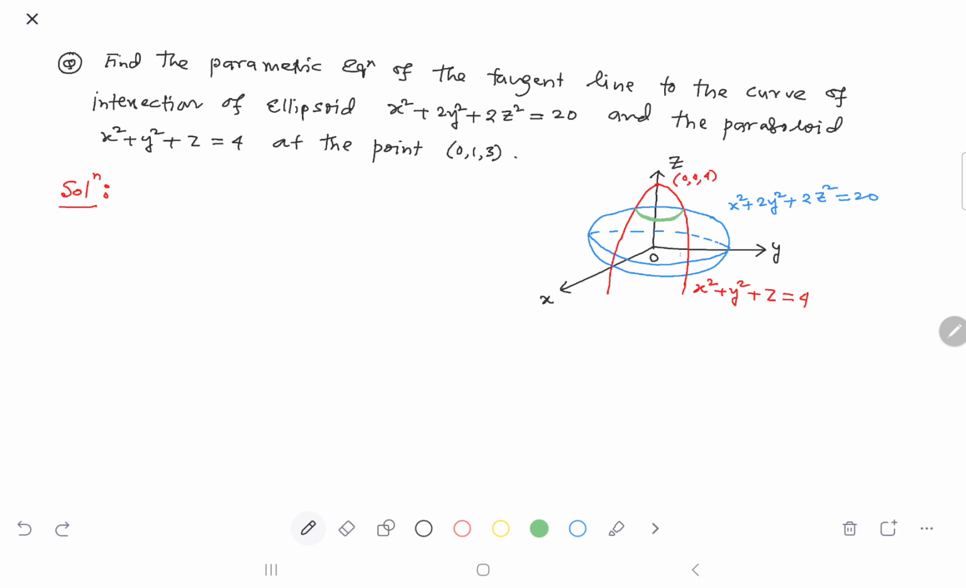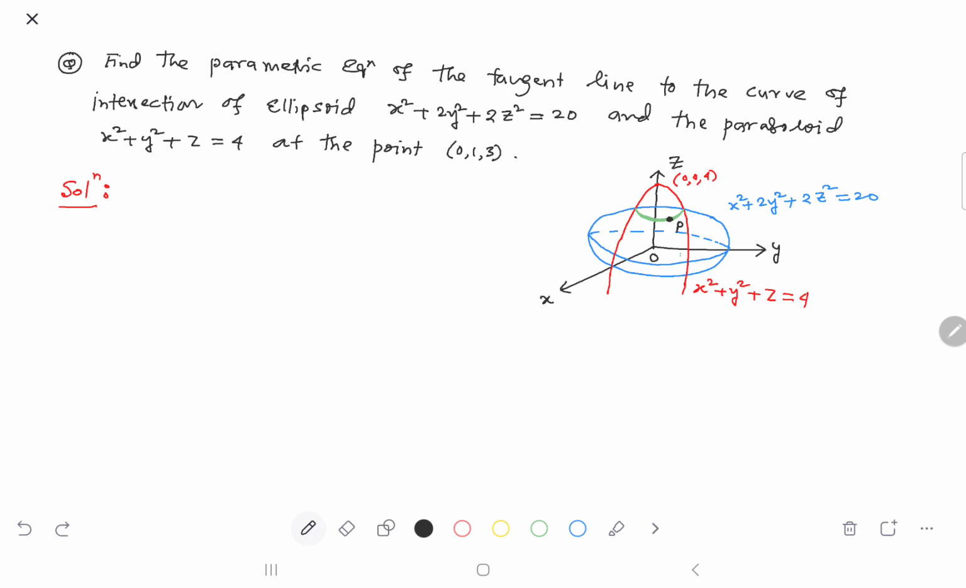Basically, I put the green color along the intersecting line. It is a circle. Now we have a point on it. Where is it? The point is (0, 1, 3). So x is 0, y is 1, and z is 3. So here, this place. Let me use this black color. So here, this is the point, right? This point I call the point P.